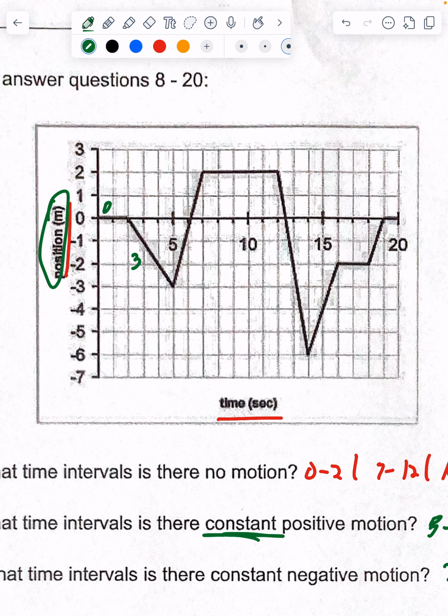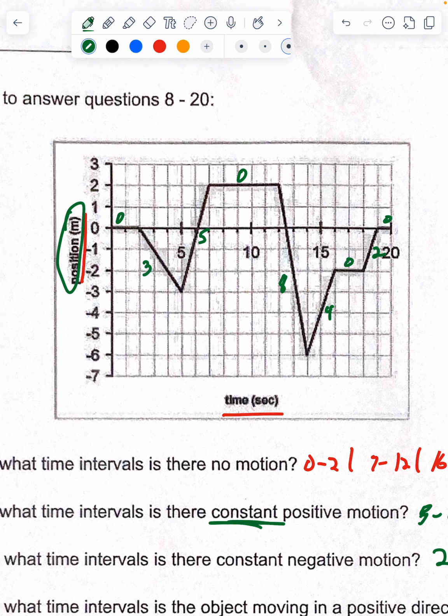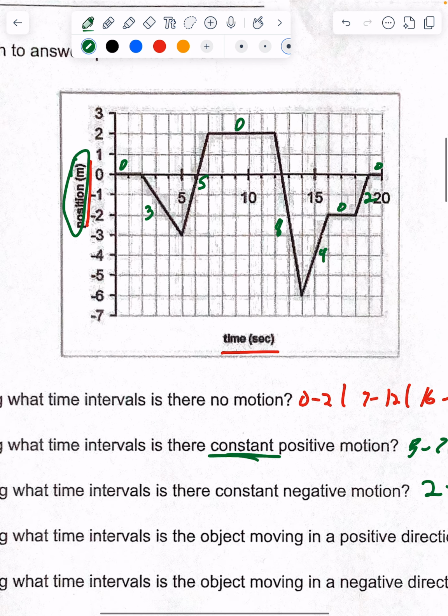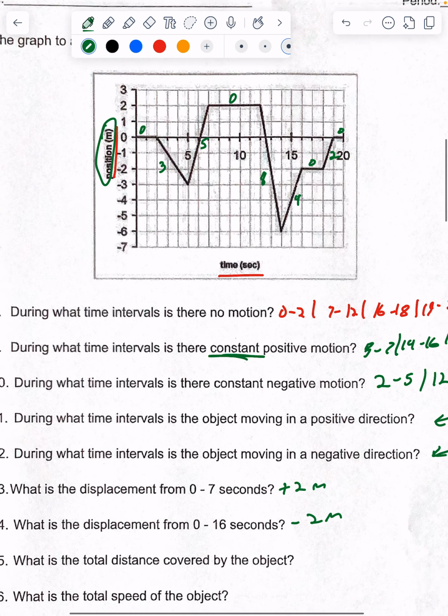Then I went from negative 3 all the way up to positive 2, that is 5. Then flat line, so it didn't move. Then I went from 2 all the way down to negative 6, that is 8. Then I went from negative 6 up to negative 2, that is 4. Then a flat line, so 0. Then I went from negative 2 to 0, that's 2. And then flat line again, 0. So I would just literally add all that up, and then you should get an answer of 22 meters.